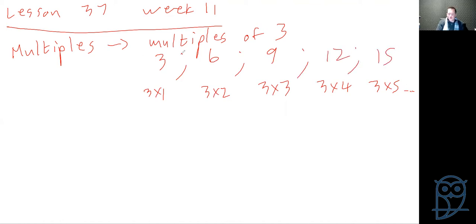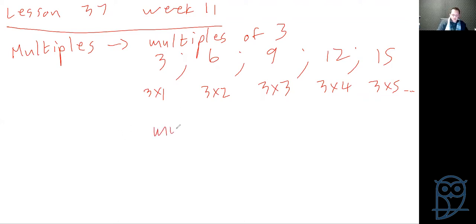Please make sure that you always start with your first multiple as the number itself. That's very important. And the idea of this multiples is going to be used towards a lowest common multiple that we're going to be coming to a little bit later.